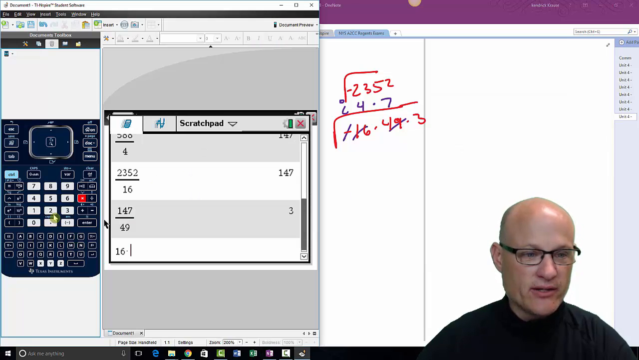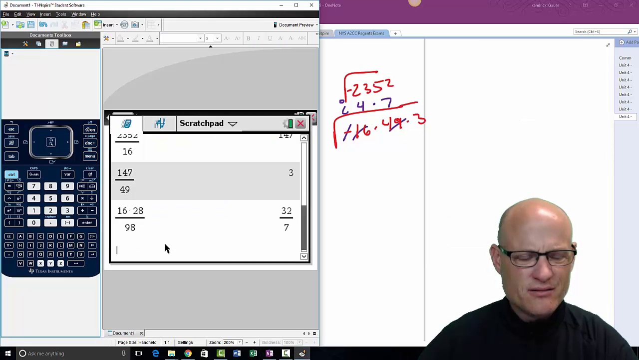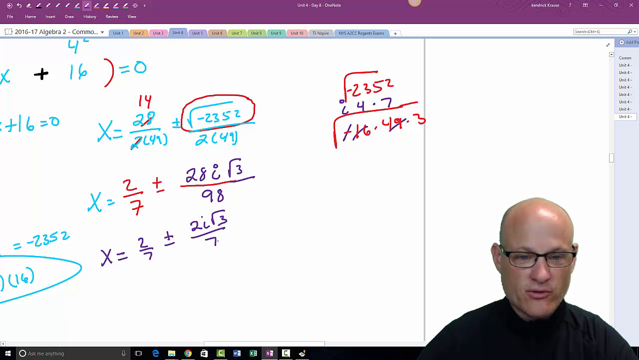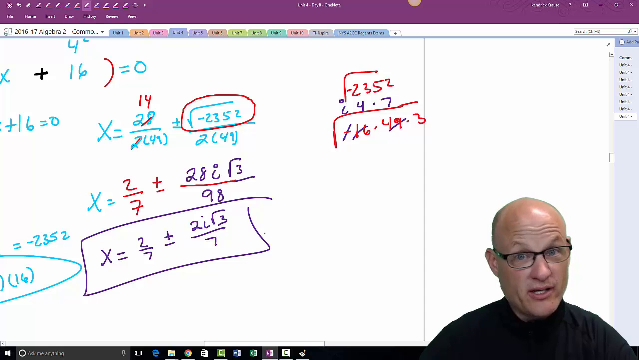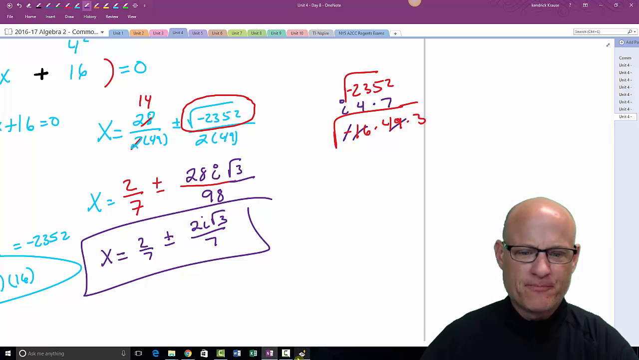Let's see what 28 over 98 is. Oh, 2 sevens. Oh, that's 2 sevens too? Okay. So I get 2 over 7 plus or minus 2i square roots of 3 all over 7. I told you I didn't like you. That, my friends, would be like a bonus on a test. Can you get to that point? Not a big bonus, but just a little bonus, maybe.